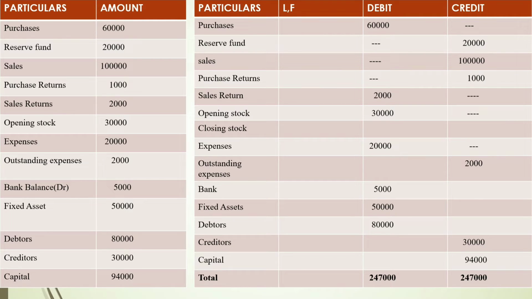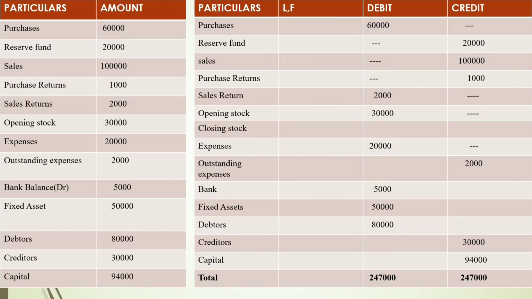Opening stock. Opening stock 30,000 is given, so it's a debit. And expenses, all expenses are debit, the same rule applies. So expenses of 20,000 rupees are to be entered in the debit column of the trial balance. And outstanding expenses are expenses yet to be met. It is a liability, so it has to be entered on the credit side of the trial balance, that is the credit column. And bank balance, it's given data, so we should enter it in the debit.